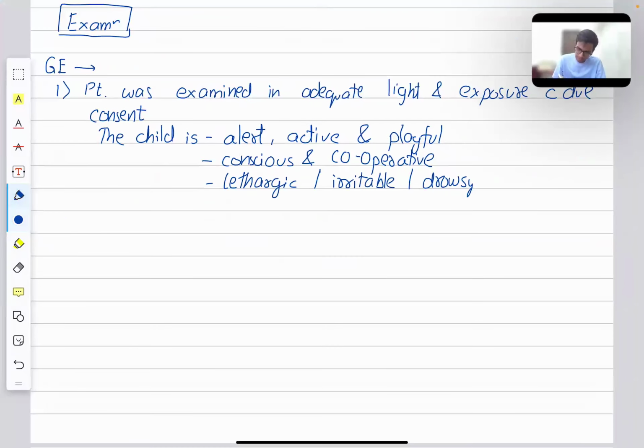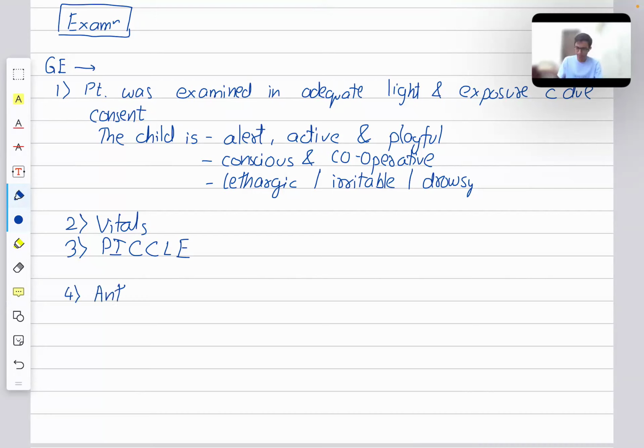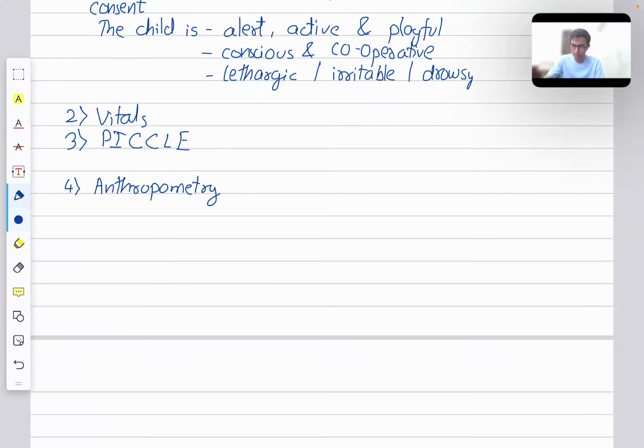So, second point was vitals. Third point is PICKLE, whether there is any pallor, icterus, cyanosis, clubbing, lymphadenopathy, or edema. Next comes anthropometry, something that you do only in pediatrics, not in other subjects. Again, you need to make a table for this: the observed values, the expected values, and the percentile.